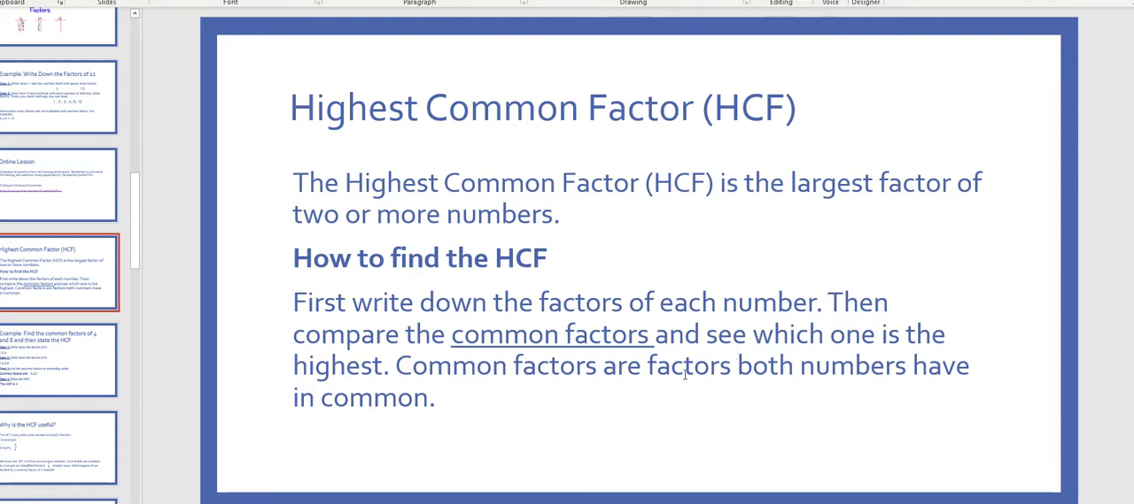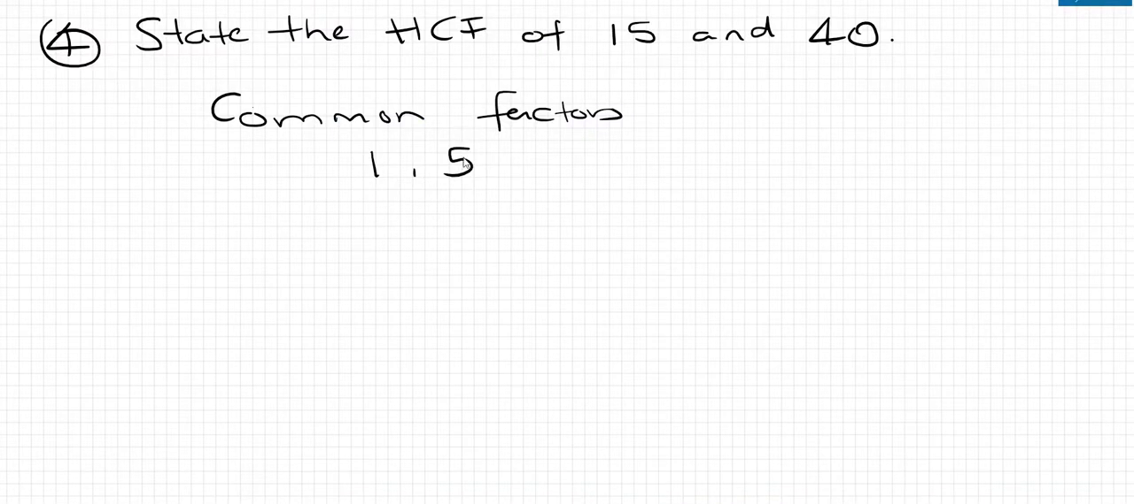So common factors are factors both numbers have in common. And we've done all these steps already in our previous questions. So let's go back to our answers. Okay, our common factors in the previous question we worked out were 1 and 5. Okay, so 15 and 40 both have factors that are 1 and 5. Now, out of these 2 common factors, which one is the highest common factor?